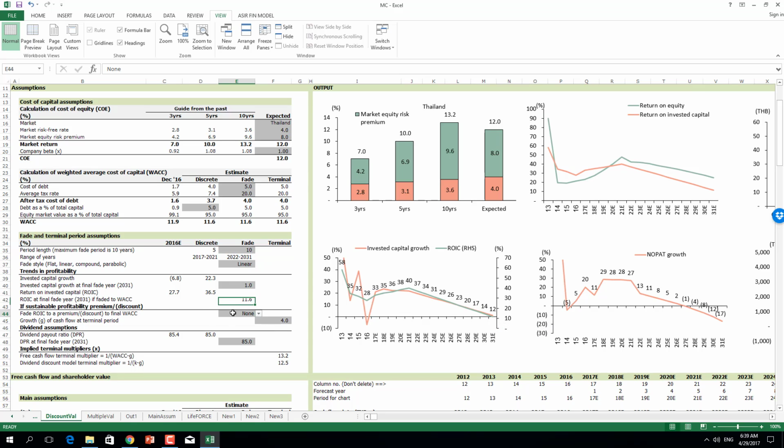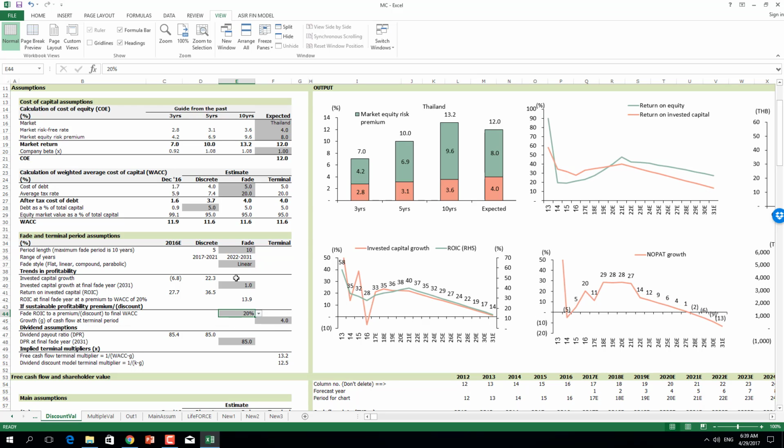Now, we do have some rare cases where a company may be able to fade down to some premium to WACC. In that case, instead of fading down to a WACC of 11.6, it fades down to a number of 13.9, which is a 20% premium to WACC. Most of the time, you don't want to do that. You want to just use the none.